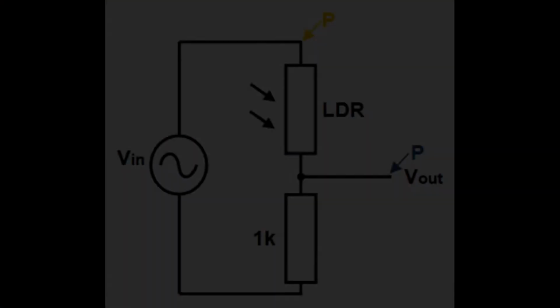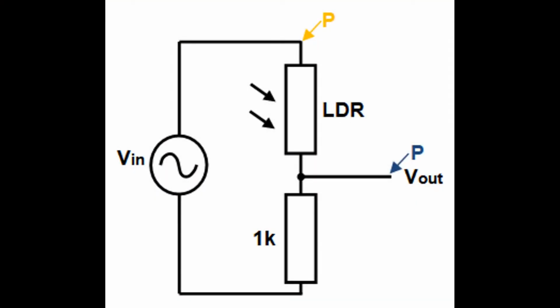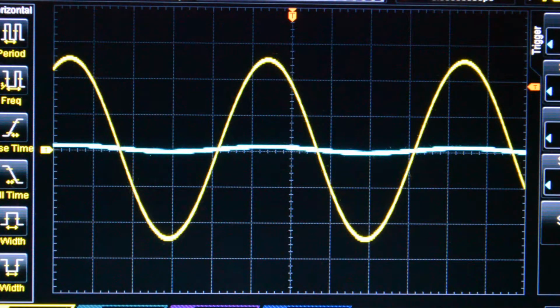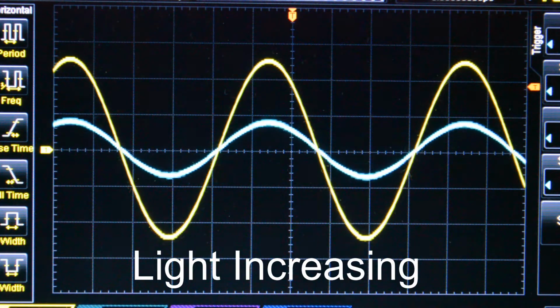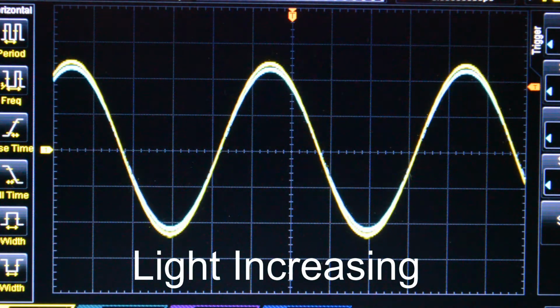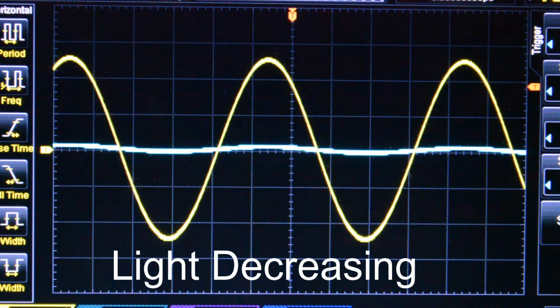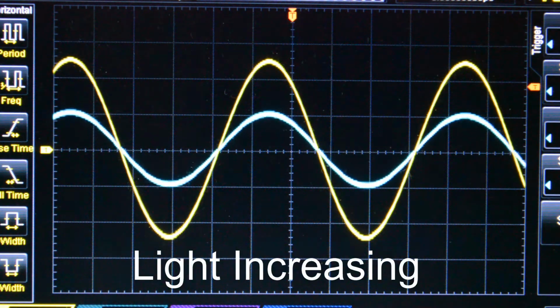Let's now go back to our circuit with the LDR taking the place of R1 in the potential divider network. Here is our scope with the input on the yellow trace and the output of the divider on the blue trace. As we increase the light level, we can see the output rises, and if the light source is bright enough, we can almost meet our positive voltage input.